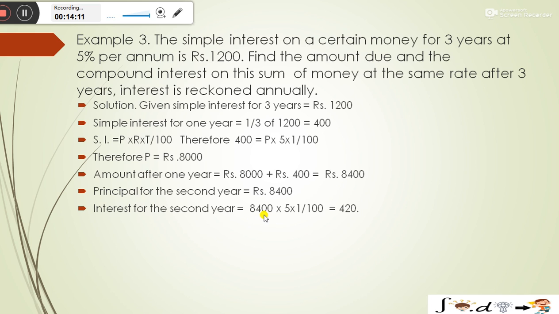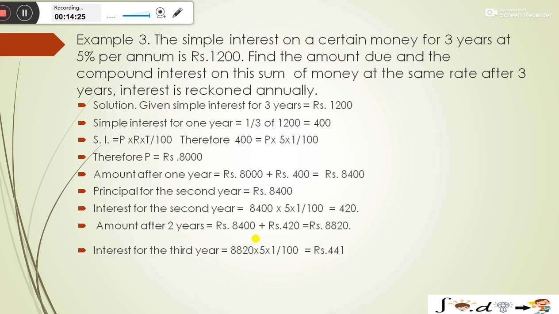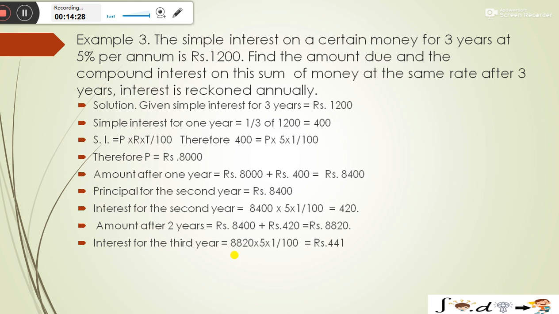And now principal for the second year, that is 8400, and interest for the second year 8400, 5 into 1 by 100, that means 420. And now the amount after 2 years, add करेंगे प्रिंसिपल के अंदर 8400 plus 420, that means 8820. और interest for the third year 8820, 5 into 1 divided by 100, that is equal to rupees 441. And amount due after 3 years 8820 plus rupees 441, that is equal to 9261.